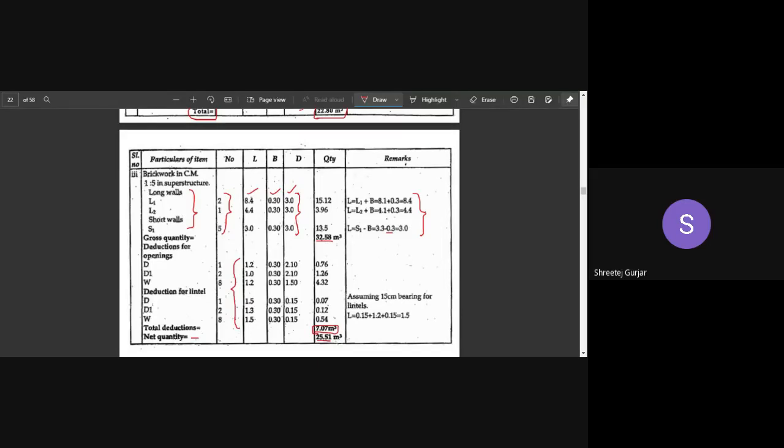So do not solve by both the methods in exam. Adopt any one method while solving it in exam. Whichever method you found easy, you can adopt that method. The thing is, I will tell you: the long wall, short wall method is easy, but it is lengthy. In exam, it will take more time to solve. But the centerline method is short.